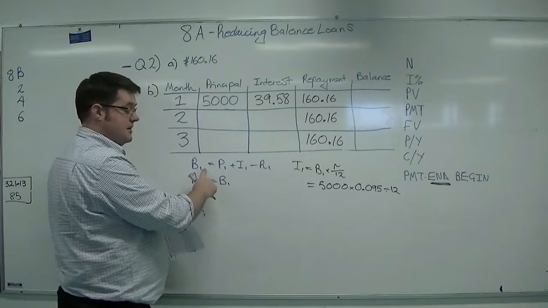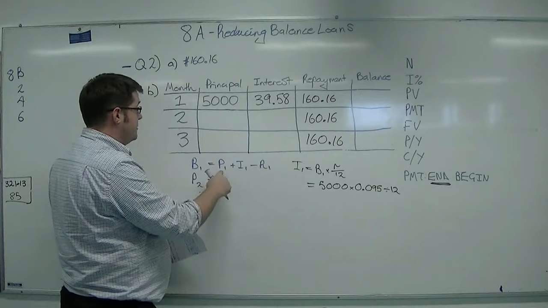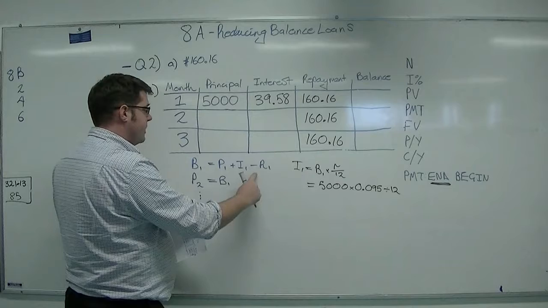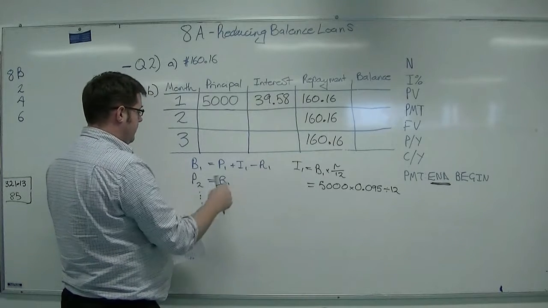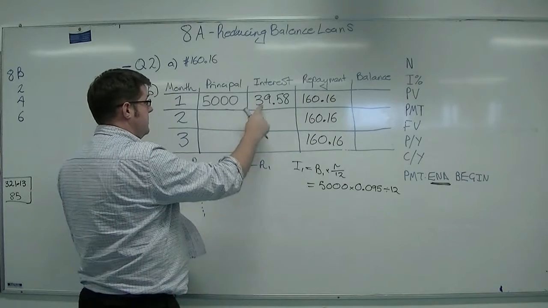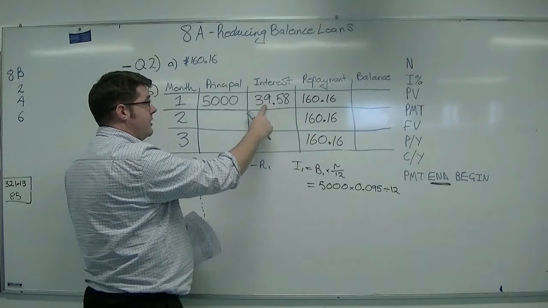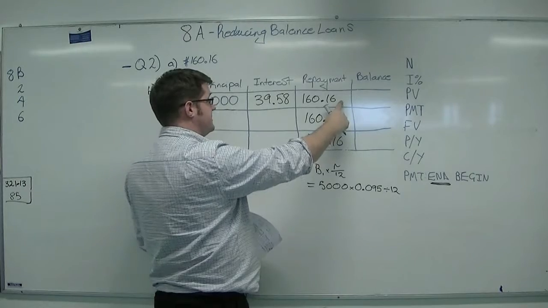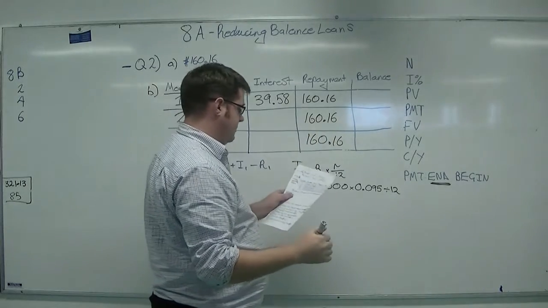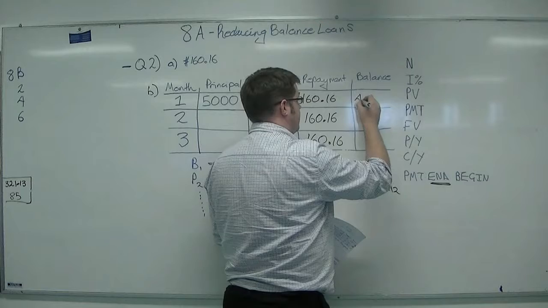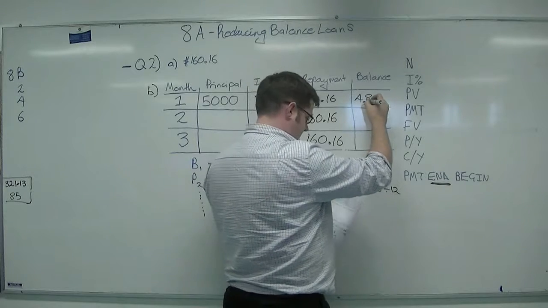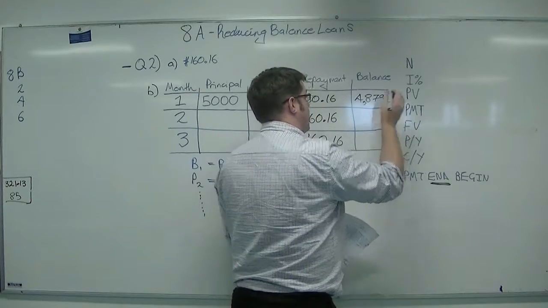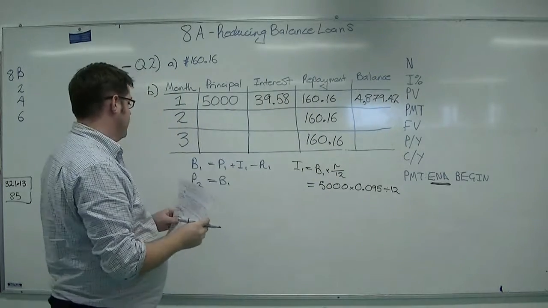Now the balance, however, is going to follow this expression here. So the balance for the first month will equal the principal, what we started with at the start of the month, plus the interest, minus the repayment. So that will be $5,000 plus $39.58 minus $160.16. So when we plug that into a calculator, we end up with $4,879.42.